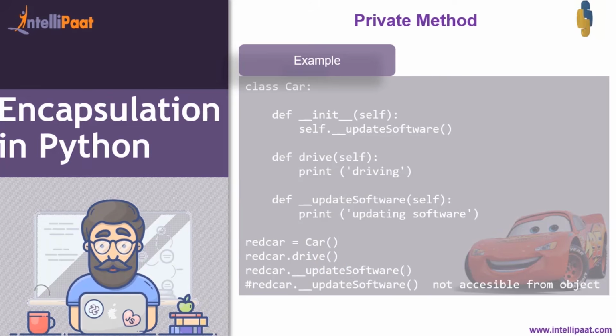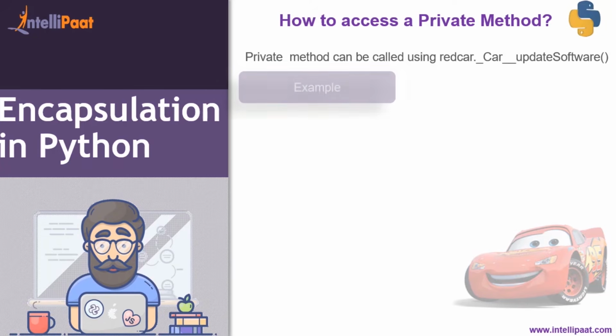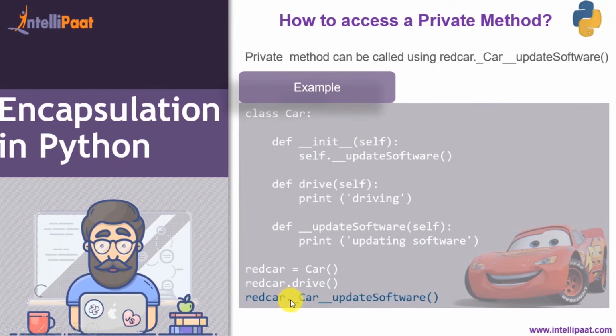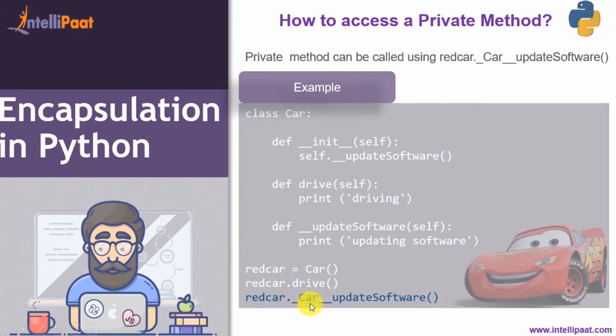But when we call redcar._update software, we cannot access it as it is a private method, and the advantage is that it cannot be accessible from the object. But what if I want to access the private method? Then the private method can be called using redcar._car, the last line. You cannot change a private variable this way; it is underscore class name.